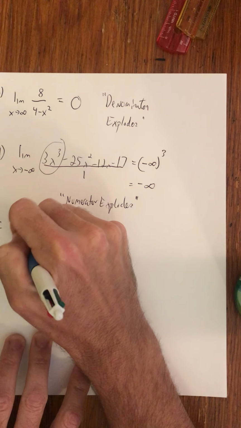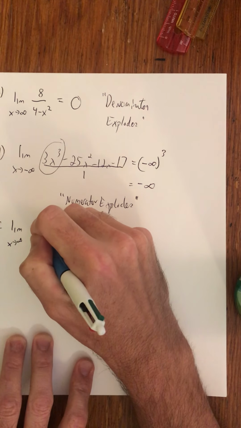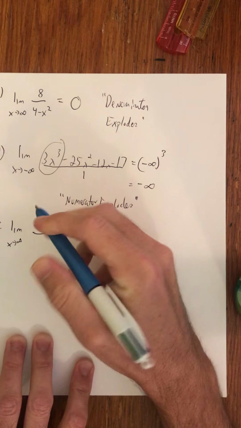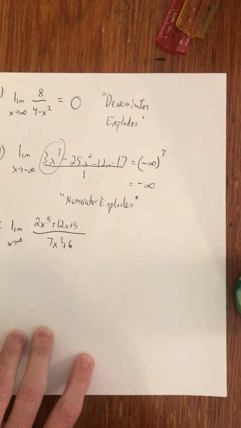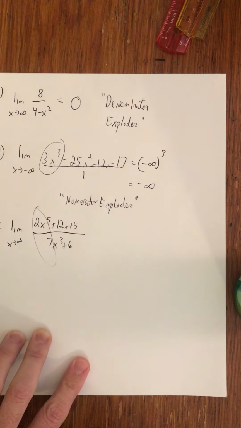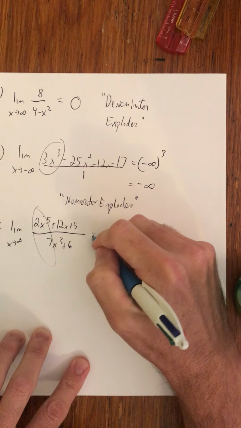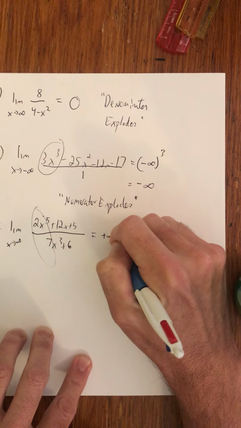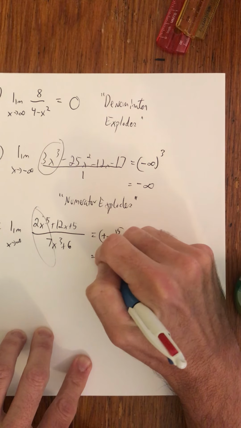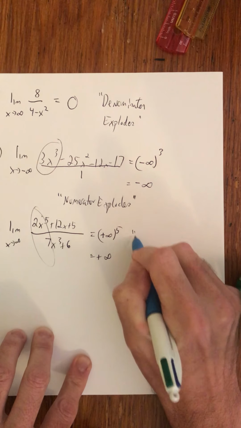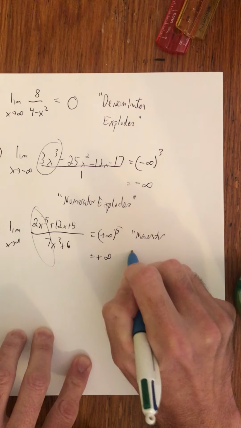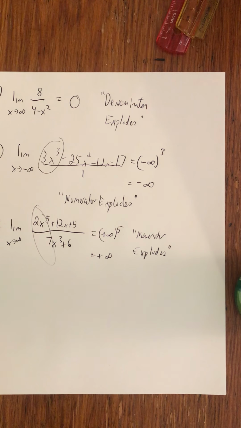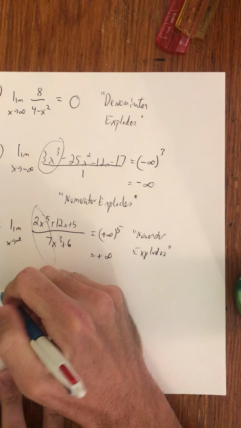Next, F, the limit as x approaches infinity of 2x to the fifth plus 12x plus 5 all over 7x to the third plus 6. We're looking just once again at the leading terms here. We see power of 5, power of 3. This is going to go to positive infinity. Just to do a little quick sign analysis there. There you go, positive infinity. And once again, numerator explodes. We love our infinite limits. Infinite limits are so much fun because they are real quick.